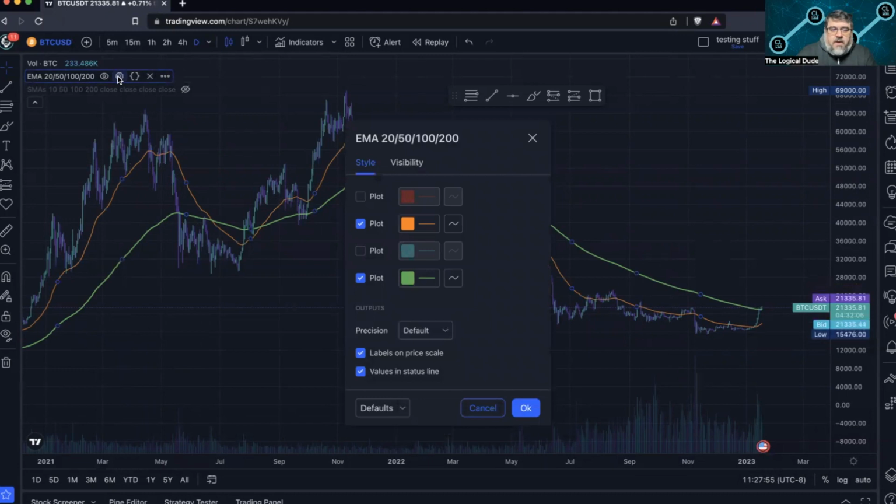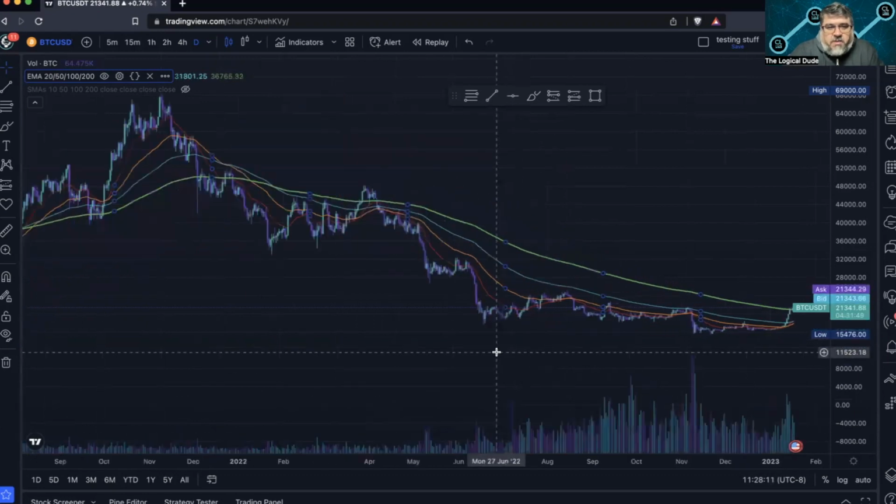Okay, so these have 4 plots on them. Each of these have 4 plots. So for the EMA, this is the 20, the 50 is the second one, the third one is the 100, and then the fourth one is the 200. Okay, so if I have them all turned on, this is what it's going to look like.